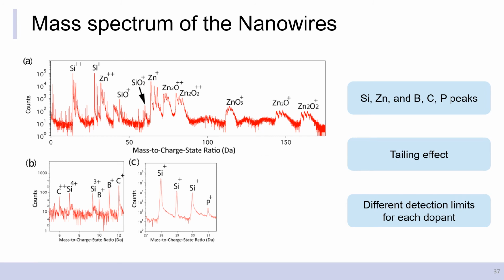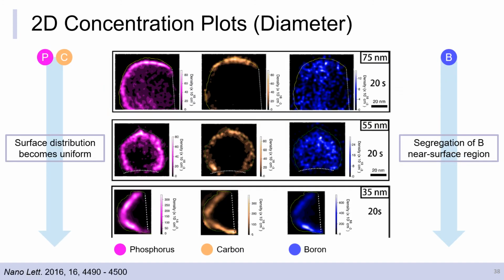Someone can say figure A is similar to an XPS survey, and that's true. For more precise analysis, the authors picked small areas of the spectrum near dopant peaks. However, we must consider the tailing effect when we deal with the background level. In this case, the phosphorus peak is overlapped with the silicon peak, which leads to a higher background for phosphorus. Then the authors controlled the diameter of the nanowires and observed the diffusion and segregation of each dopant from APT data.